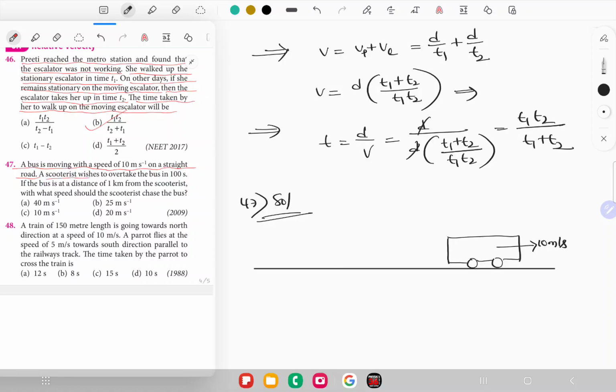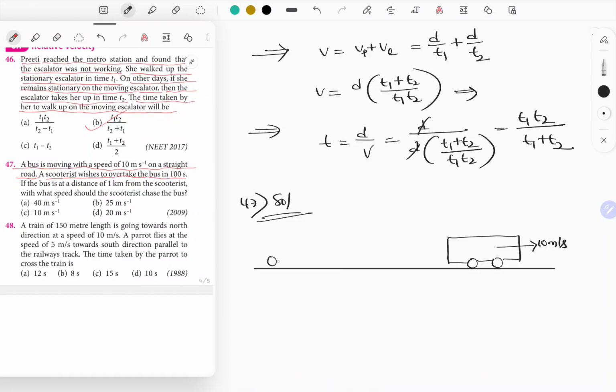Next, a scooterist wishes to overtake the bus in 100 seconds. Okay, so there is a person who is a scooterist. He is trying to overtake the bus within time. Time is equal to 100 seconds. Within 100 seconds, he would like to overtake. The distance of separation between the scooter and the bus is 1 kilometer.